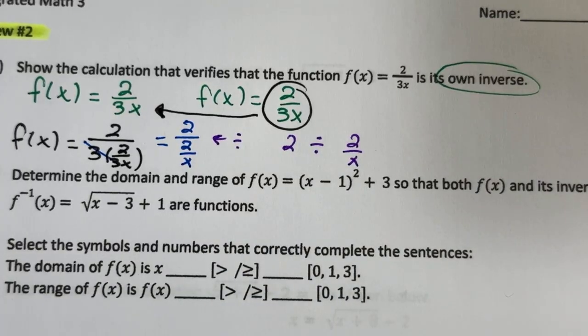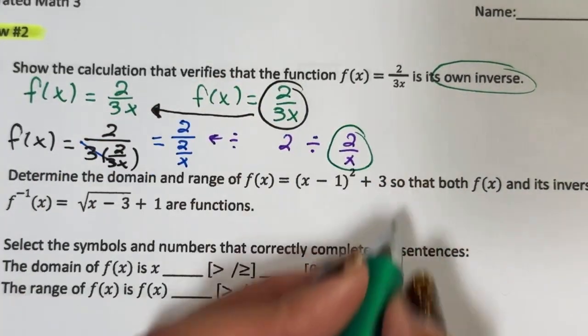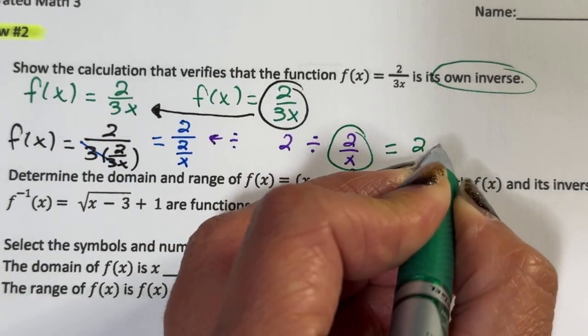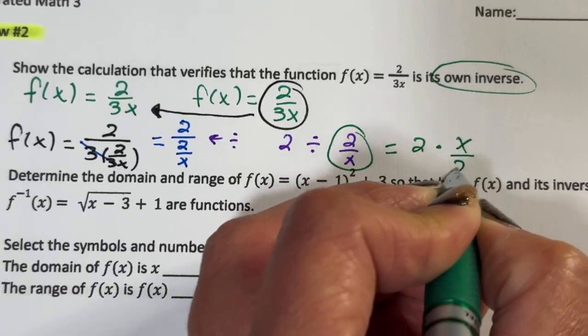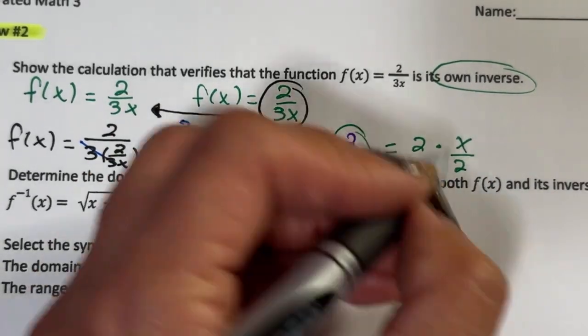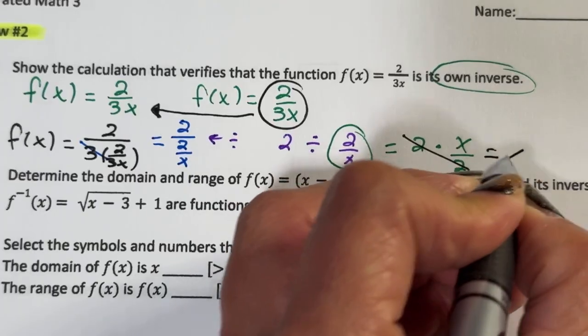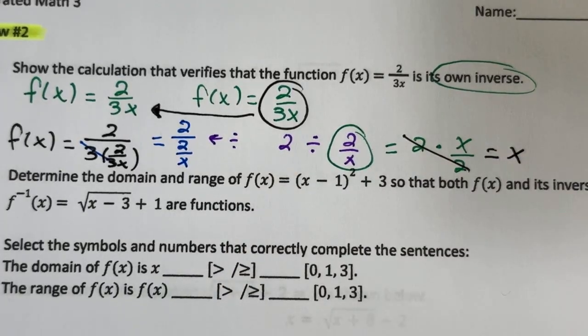And dividing fractions is easy as pie. You flip the second and multiply. So this is 2 times x over 2. And then these 2's cross cancel, and then all that's left is an x, which is what we needed to show, that f of x is its own inverse. You can't go forwards and backwards with this one because f of x and f of x are the same function. So that's it. So that is the work that you have to show to answer that question.